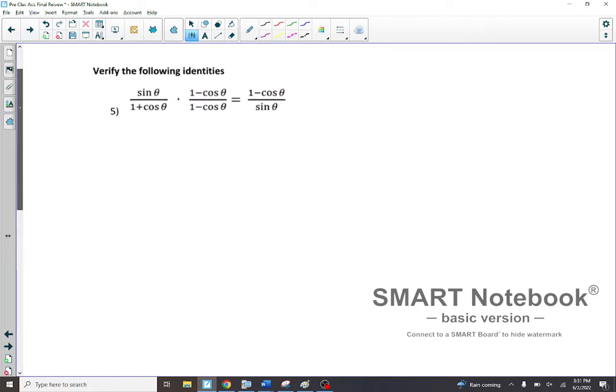Okay. Verify the identity. So we need to prove that these are equal to each other. In this one, it'll be a multiple choice where you have to check basically the proof of somebody's to see if it was all true. So I'll do one proof, but there's multiple ways to do it. On the left and the right, this one needs a 1 minus cosine, and this one needs a 1 plus cosine.